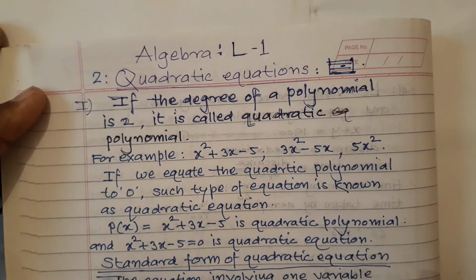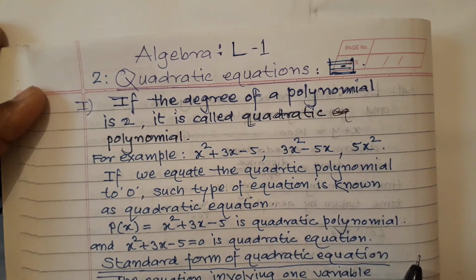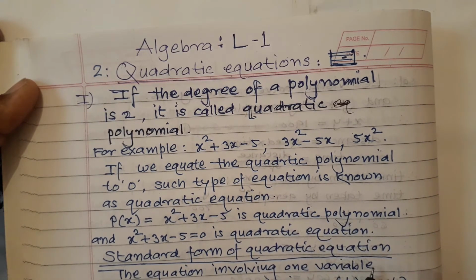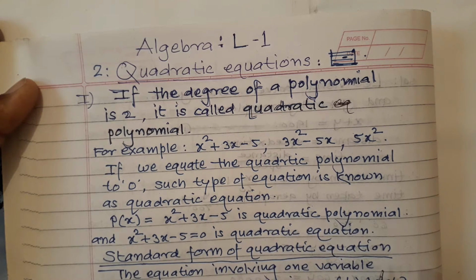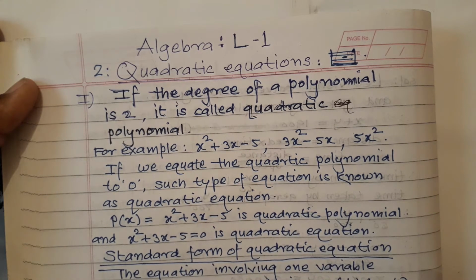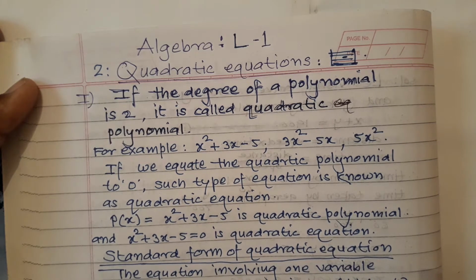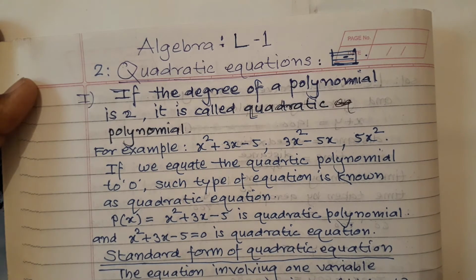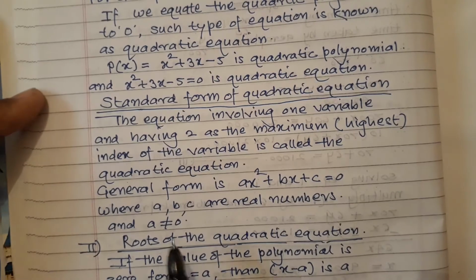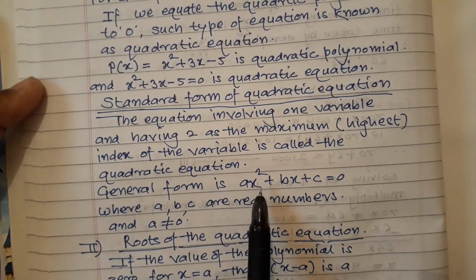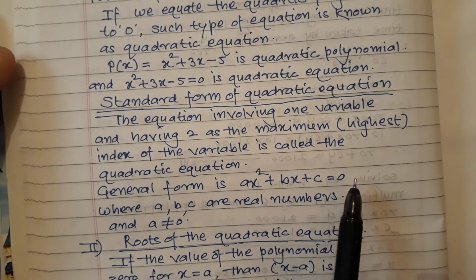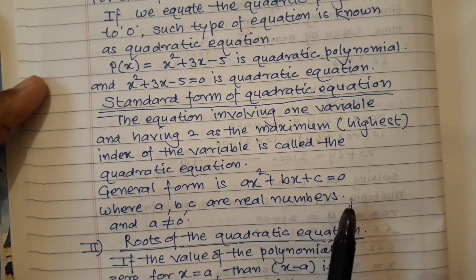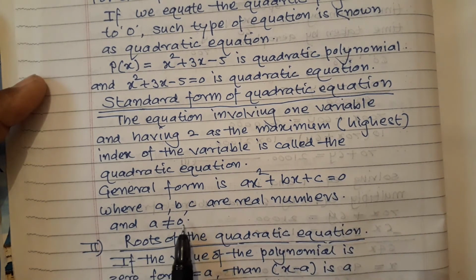Now the standard form of a quadratic equation: an equation involving one variable and having 2 as the maximum or highest index of the variable is called a quadratic equation. So the general form is ax square plus bx plus c is equal to 0, where a, b and c are real numbers and a is not equal to 0.